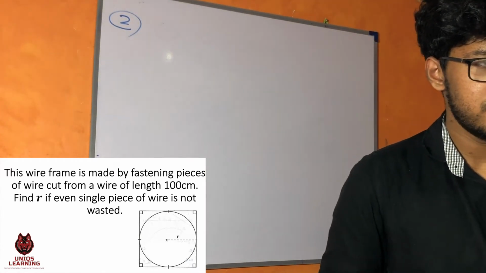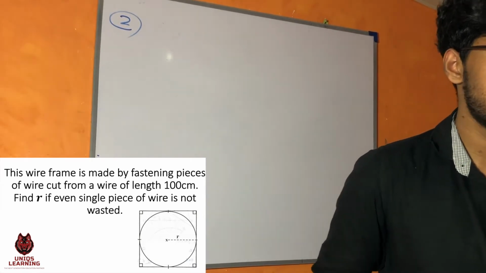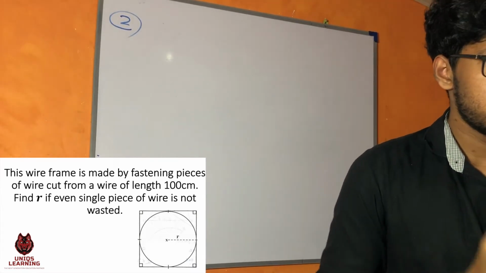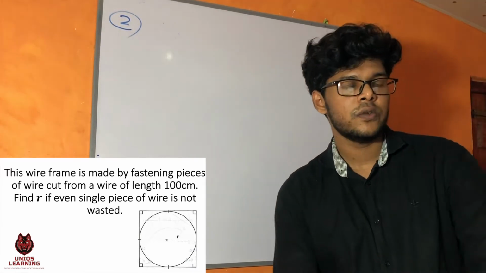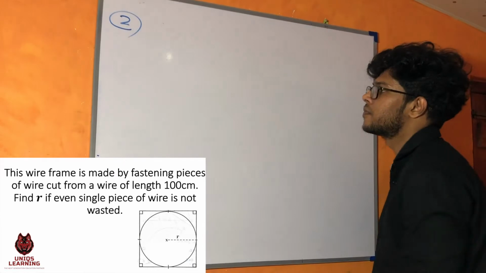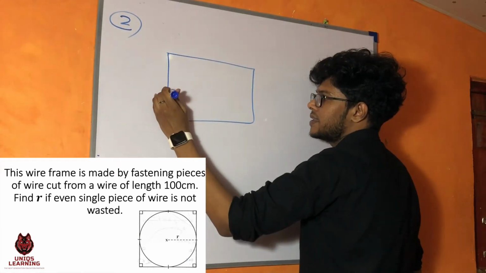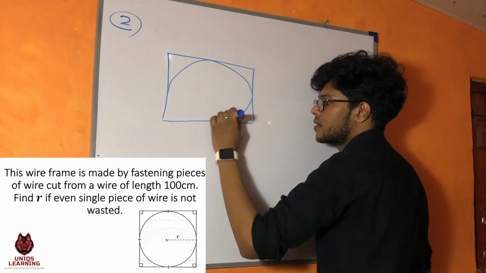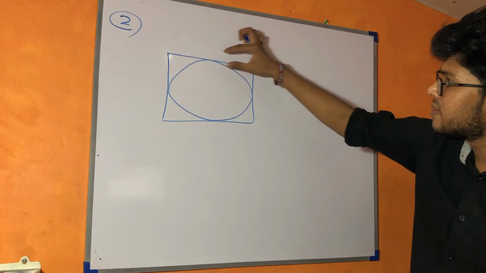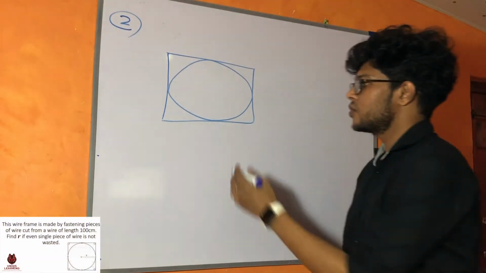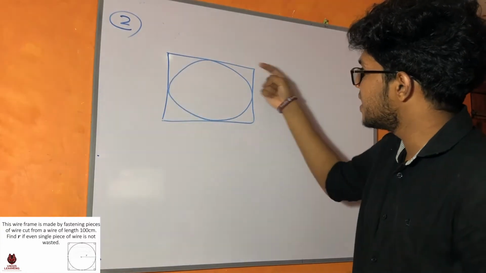...by fastening pieces of wire cut from a wire of length 100 centimeters. Find r if even a single piece of wire is not wasted. So you have something like this. Okay, that came out good. So something like this is made by using a wire, right? Which means the perimeter and this circumference.